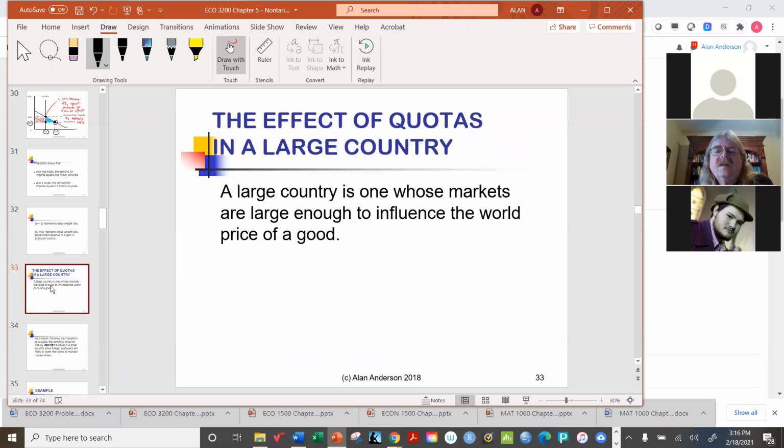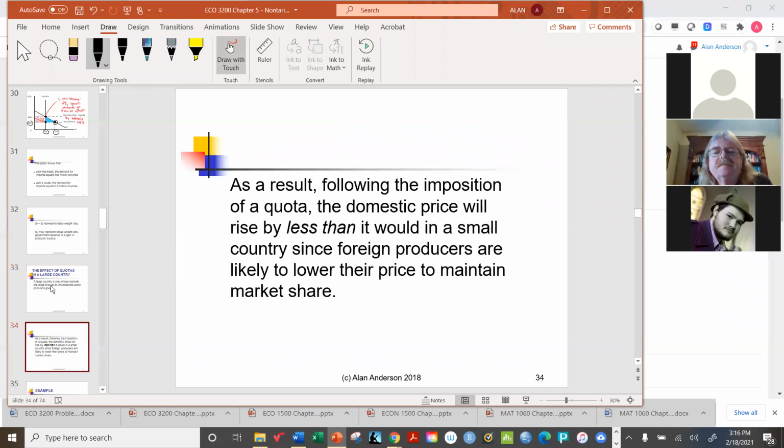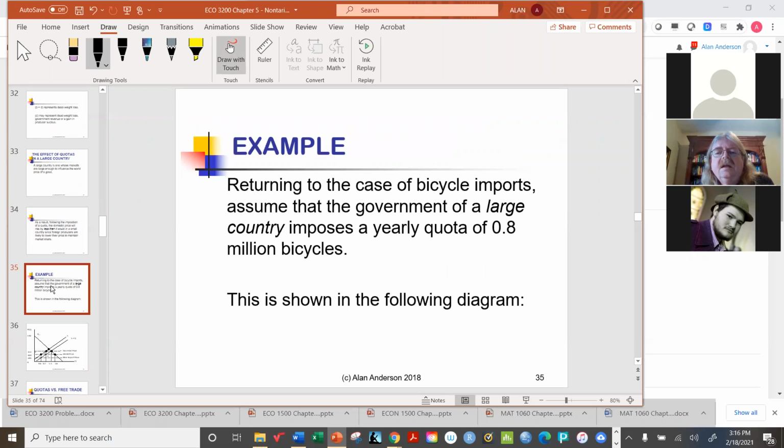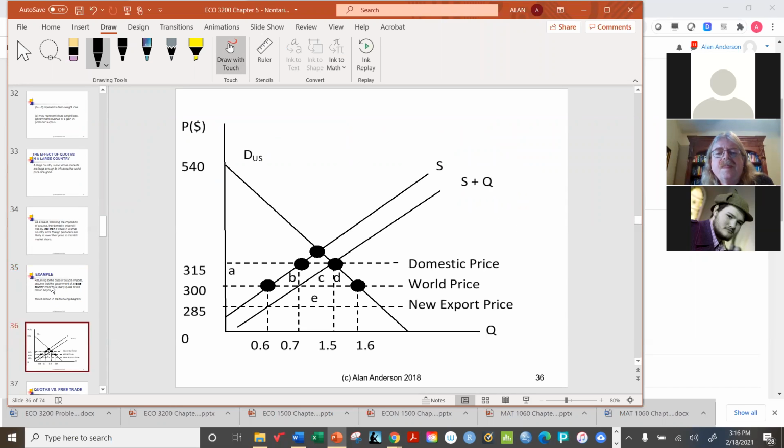Now, the reason for that is because, like I think we mentioned the other day, if we impose a quota on the Japanese cars, they may be willing to adjust their prices as a result because we're such a large market. So normally, the impact of a quota is that while the price will go up in a large country, it will not go up as much as it would in a small country. So we might have a smaller loss of consumer surplus and less deadweight loss.